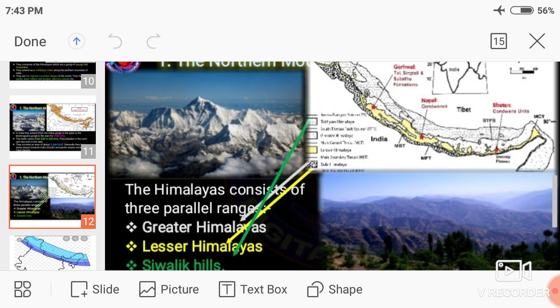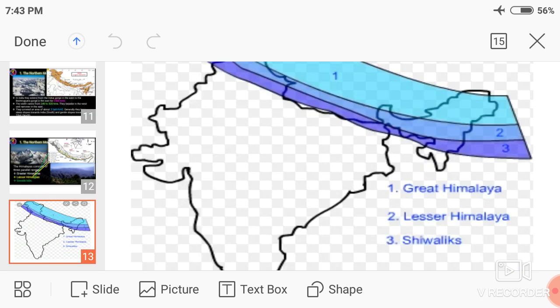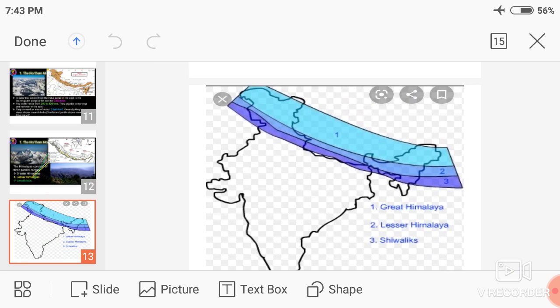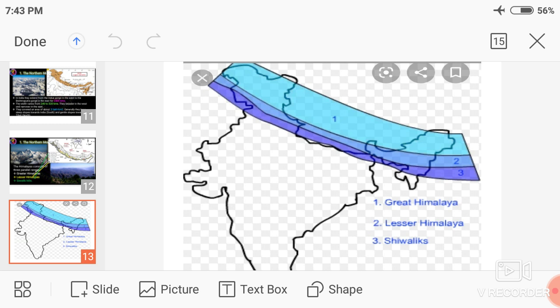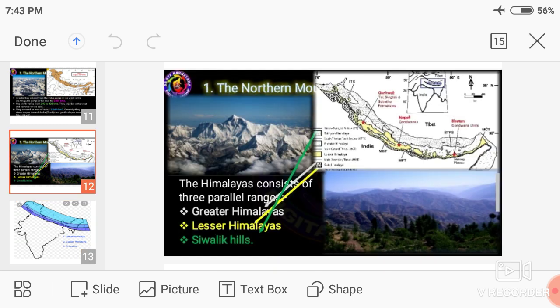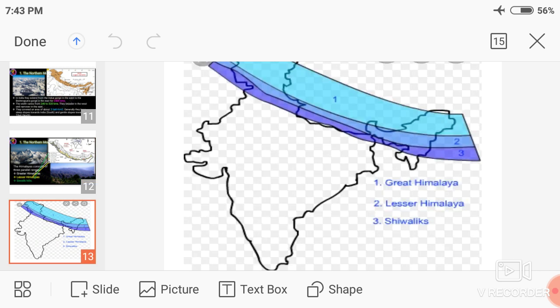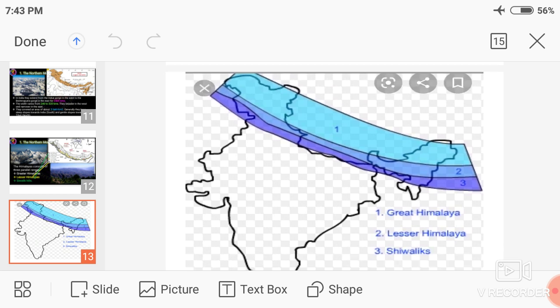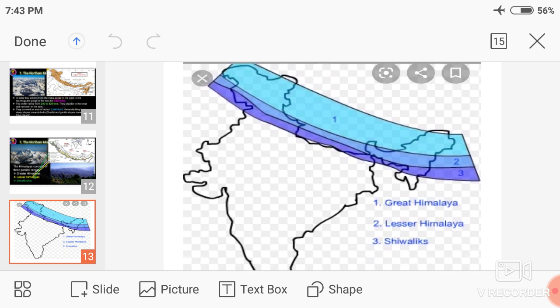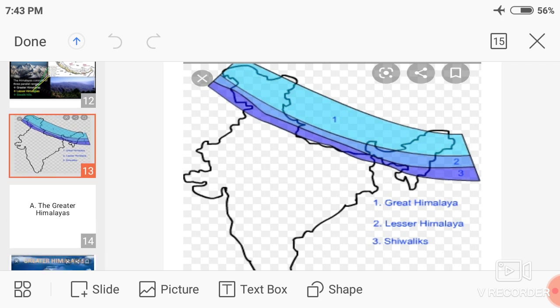The Himalayas consist of three parallel ranges: the Greater Himalayas, the Lesser Himalayas, and the Shivalik hills.